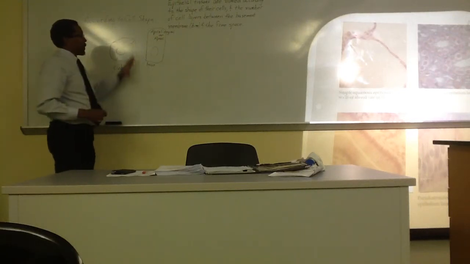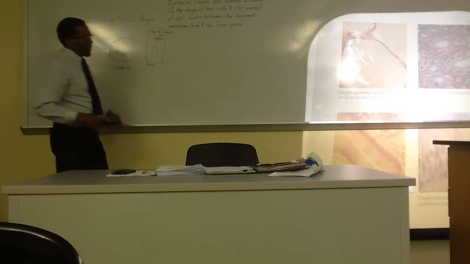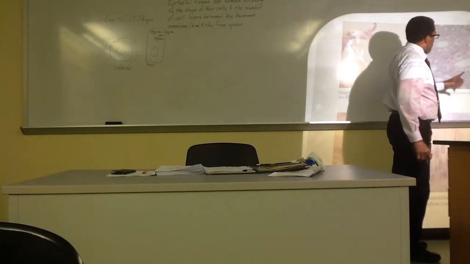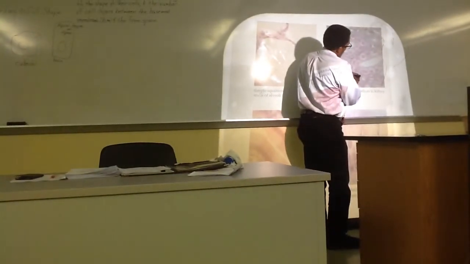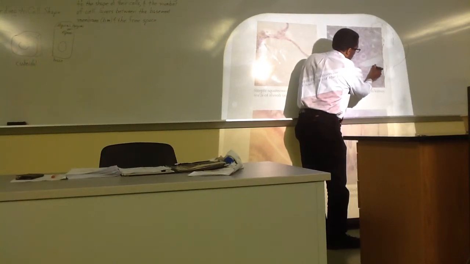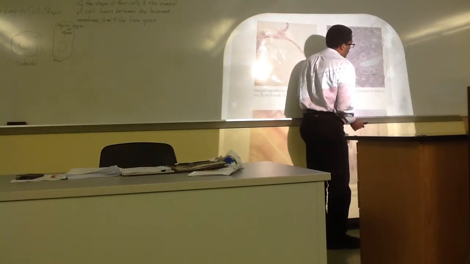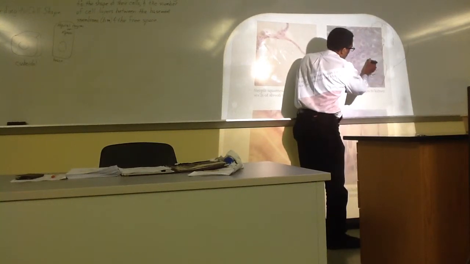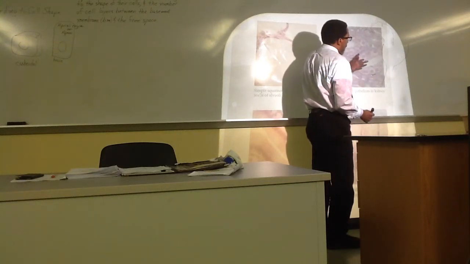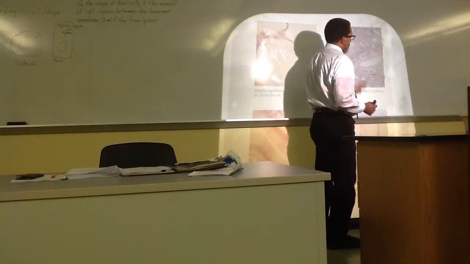Okay, the reason that we don't use top or bottom is because if we talk about top and bottom, the top of this cell would be here, next to the free space. The bottom of the cell will be here, next to the basement membrane. But now, look at this cell that's kind of upside down. The top of this cell would be here, and the bottom would be up here. So you see how using the words top and bottom doesn't fit.